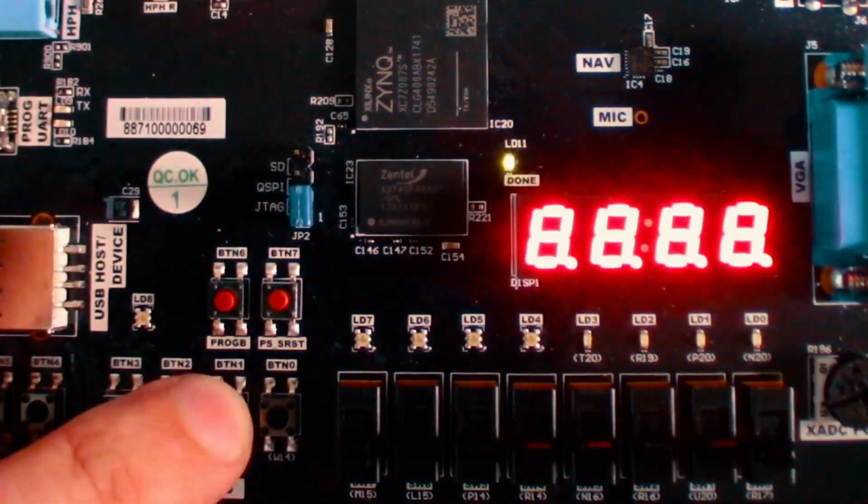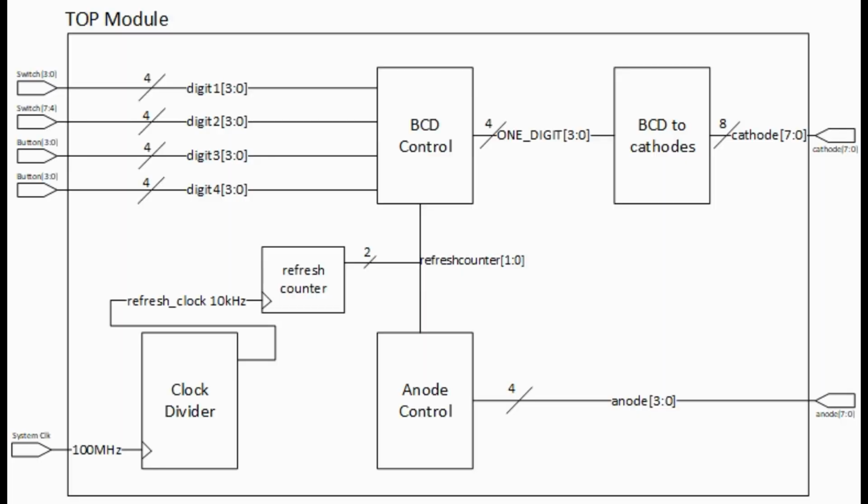The refresh counter is used to create a counter that counts from 0 to 3. The counter value is then inputted to BCD control and anode control, which then choose which anode will be turned on and which digit will be displayed at the same time. BCD stands for binary coded decimal, where each decimal digit is represented by a fixed number of bits. In this case, we'll be using 4 bits to represent a decimal number.